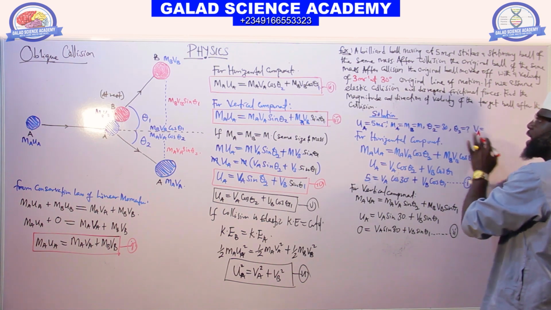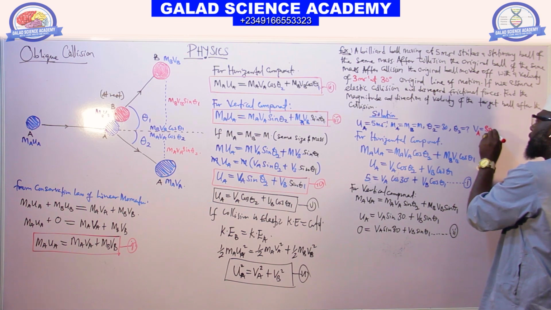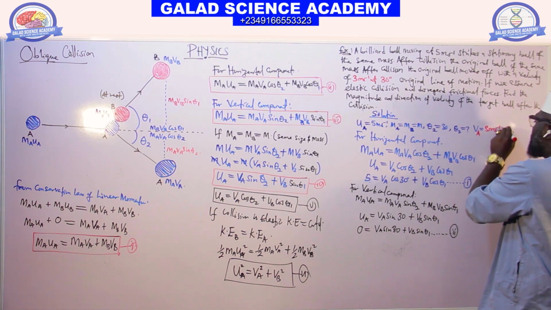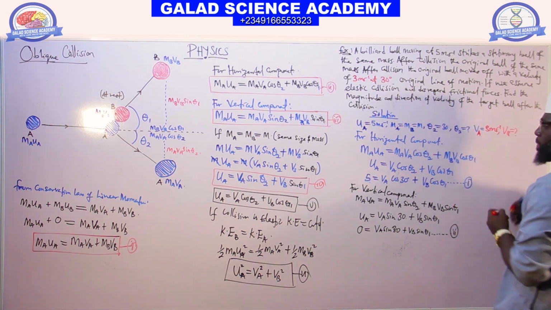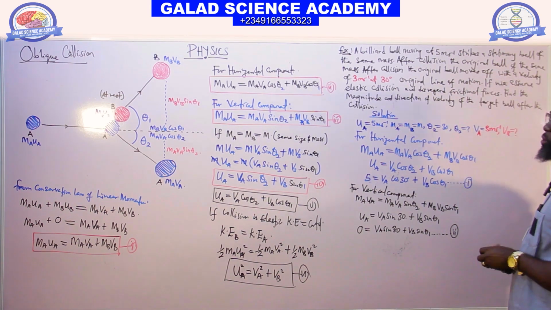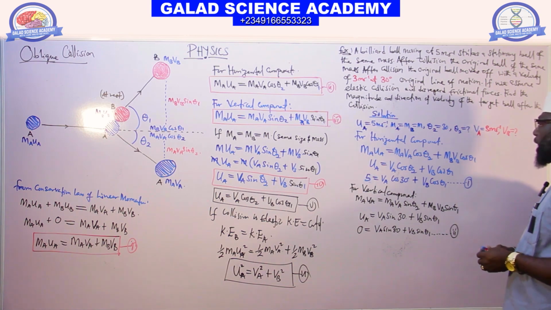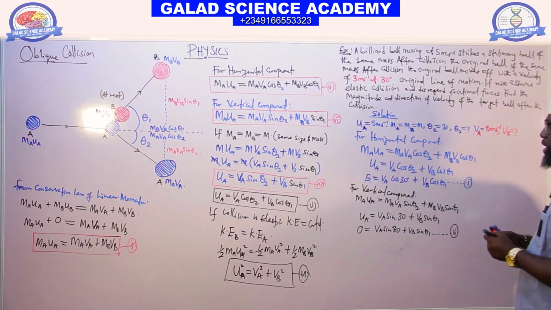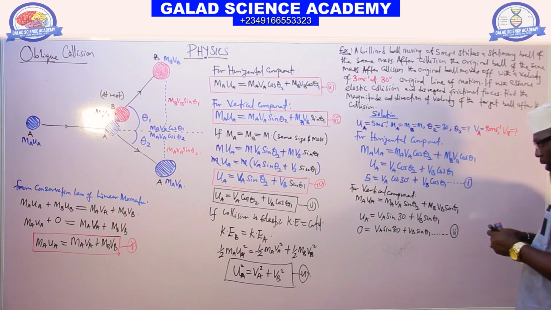So sorry, the VA is what? It is 3 meters per second. So the VB is what? It is unknown, because it is an elastic collision. They will not stick together after collision, so they separate.